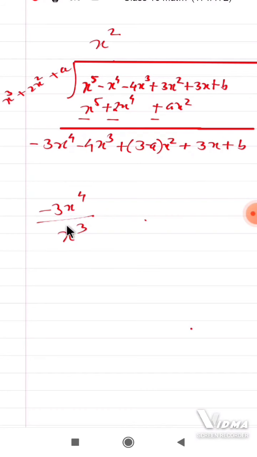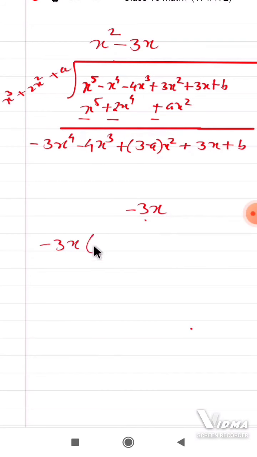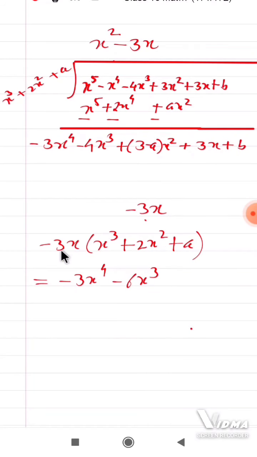When you divide by x³, x⁴ over x³ gives x, so the quotient is −3x. The next quotient is −3x. We multiply −3x with the whole divisor polynomial x³ + 2x² + a. We get −3x⁴, then −3x times 2x² equals −6x³, and −3x times a equals −3ax.